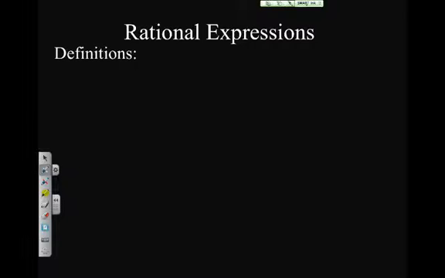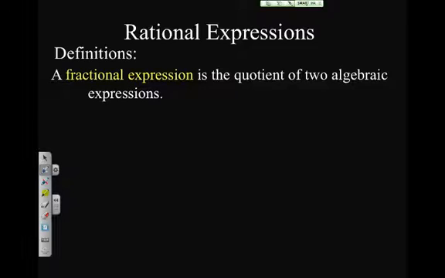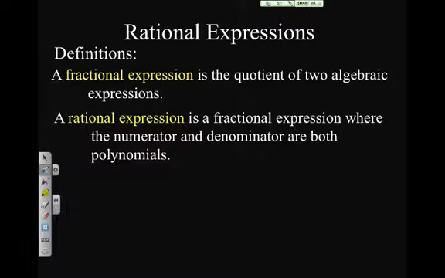Section 7 of this preview chapter is on rational expressions. And when we talk about rational expressions, the first thing we want to think about is that they're really just fractions. A fractional expression is simply the quotient of two algebraic expressions. So a rational expression is a fractional expression, a fraction where the numerator and the denominator are both polynomials. So they're both going to have that form that we talked about in previous sections.